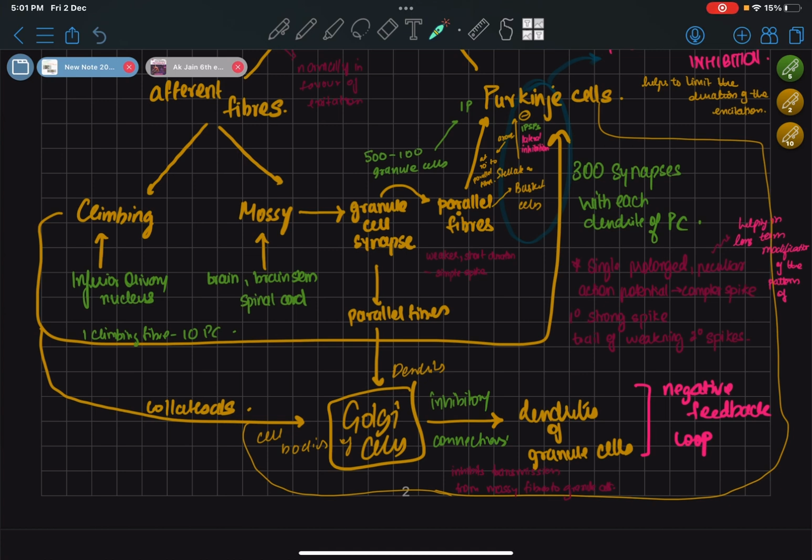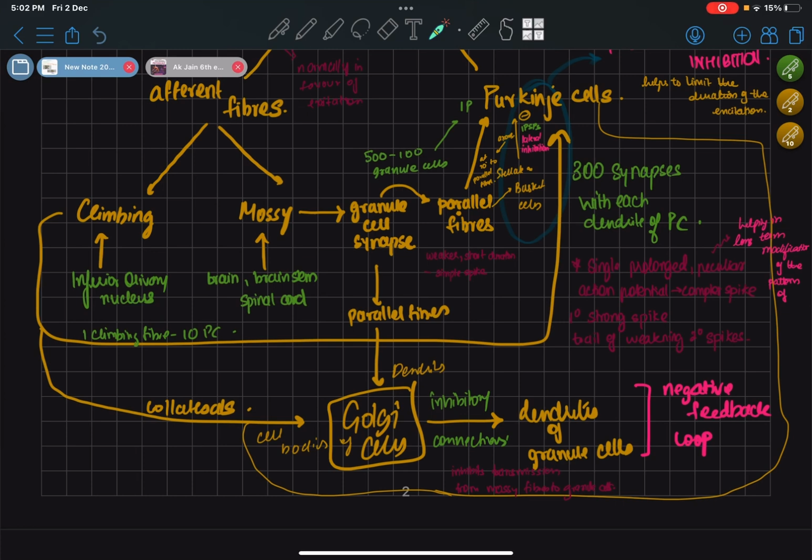So mossy fibers are not directly supplying the Purkinje cells, they are doing it through granule cells. The mossy fibers synapse with the dendrites of the granule cells, which give parallel fibers. These parallel fibers go to the Purkinje cells. In this case, 50 to 100 granule cells are reaching one Purkinje cell. That means you need to excite a large number of granule cells to excite one Purkinje cell. Otherwise, it will not be effective.